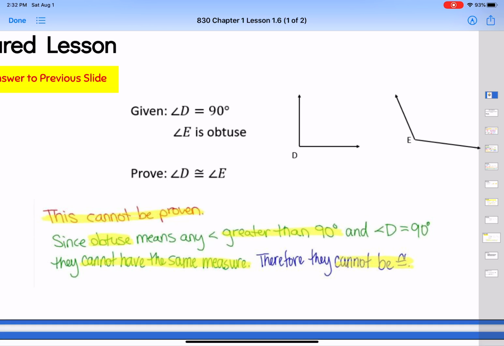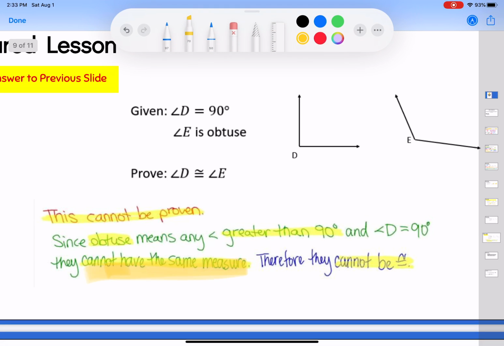So, do I actually need a counterexample? Not really. There's no possible way they're going to work, right? Which is what I explained. If you went with a proof by counterexample, since obtuse means any angle greater than 90 degrees, that means angle E could equal 100 degrees, and angle D equals 90 degrees, so they do not have the same measure. That would be fine too. But make sure that you have that they cannot have the same measure, right? Don't just say that they can't be congruent. You have to get that they cannot have the same measure included as well.